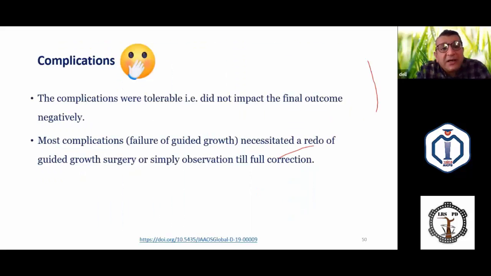What are the complications? As we said, they are mostly tolerable complications. And most complications were related to failure of guided growth. Failure means subsidence of the screws or disassembly of the screws or whatever, anything related to implants. Most of them necessitated a redo surgery. We did redo of guided growth, and there were varieties of the redo in guided growth. Or simply observe the patient till full correction, if the patient is correcting after time, but the drawback is that you will wait for a longer time.